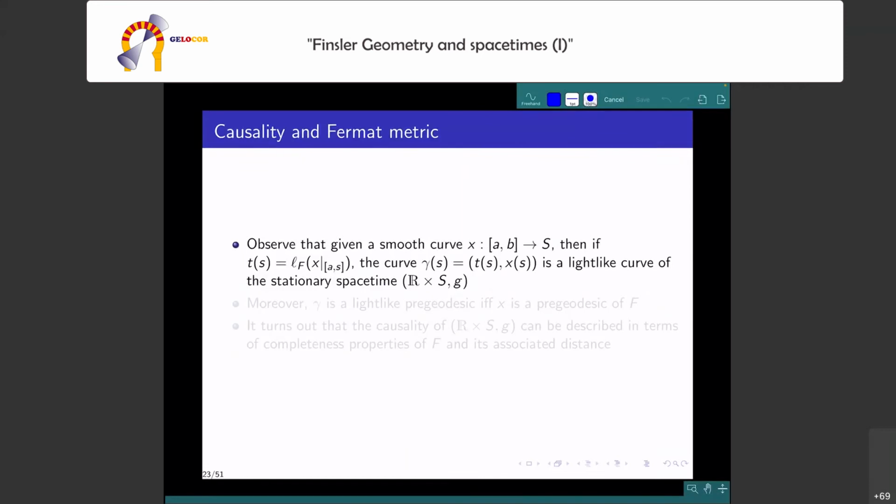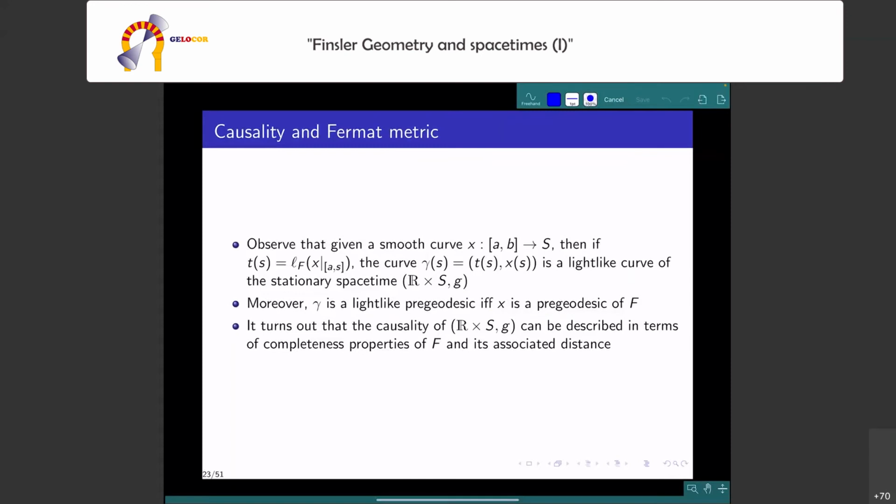Given a smooth curve x in the base S, we can define T of s as the length of x in the interval s. Then this curve gamma of s equal to T of s, x of s, is a lightlike curve of the stationary spacetime. So given any curve in S, we can lift this curve to a lightlike curve. Moreover, because of the Fermat principle, which is the key point here, gamma is a lightlike pregeodesic if and only if x is a pregeodesic of the Fermat metric. So with these relations, you can describe all the causality steps of the stationary spacetimes in terms of completeness properties of F and its associated distance.